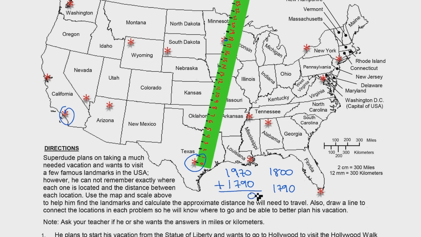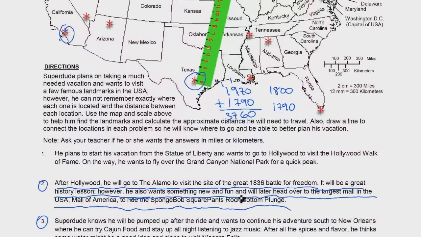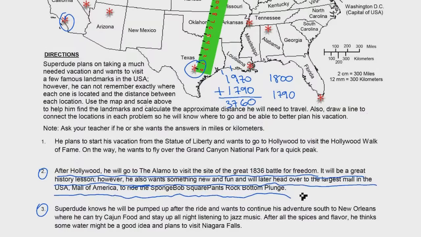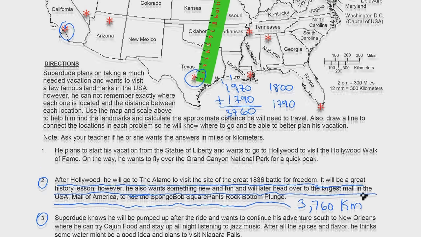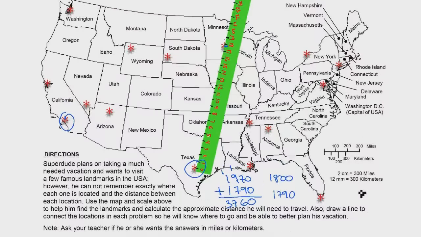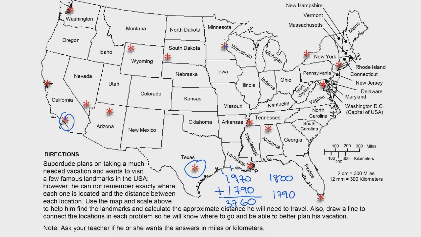I'm going to add these together. 0 plus 0 is 0. 7 plus 9 is 16, carry the 1. 1 plus 9 is 10, plus 7 is 17, carry the 1. And 1 plus 1 plus 1 is 3. So I get 3,760 kilometers. So I'm going to write right here, 3,760 kilometers, just like that. Let me clean this up really quick. Get rid of the ruler. Let me erase this.